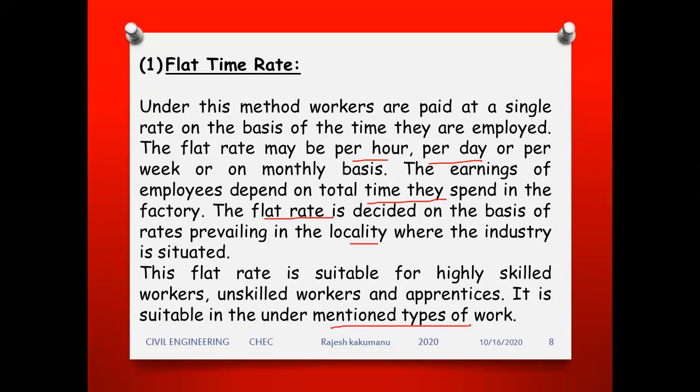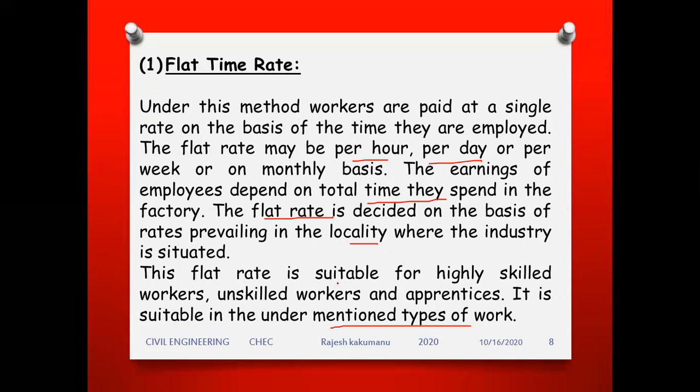So this type of flat rate system is applicable only to some types of work. For example, if you want to work as a normal daily wage person in any shop, if you see China Bazaar, and you want to work as an employee to earn pocket money, they will give the flat rate.